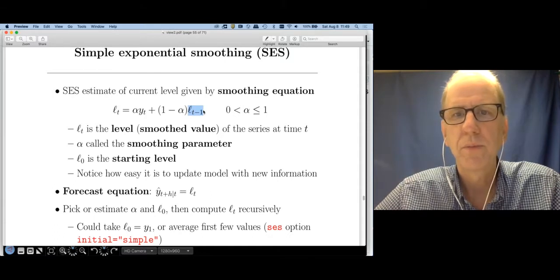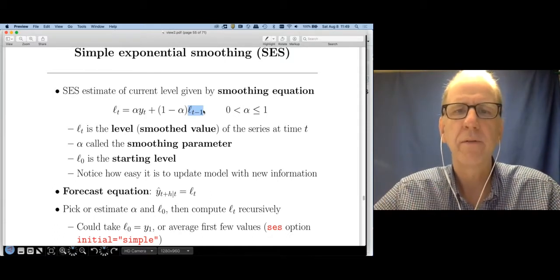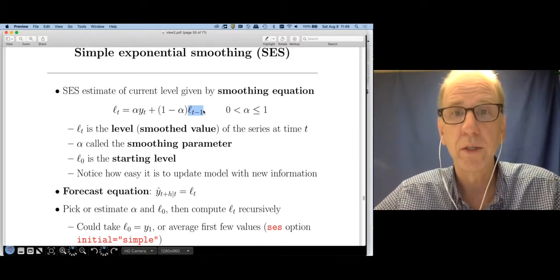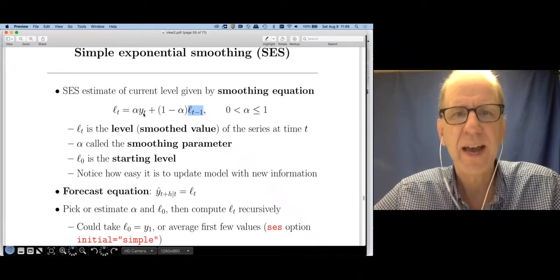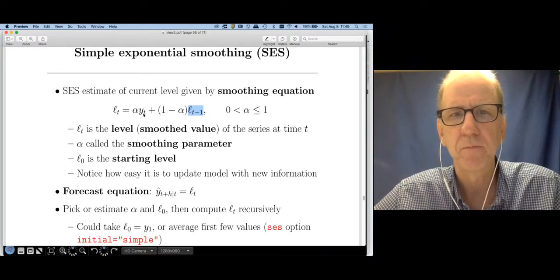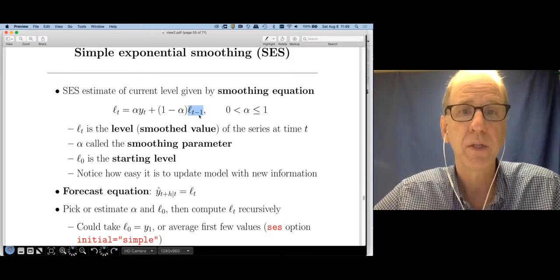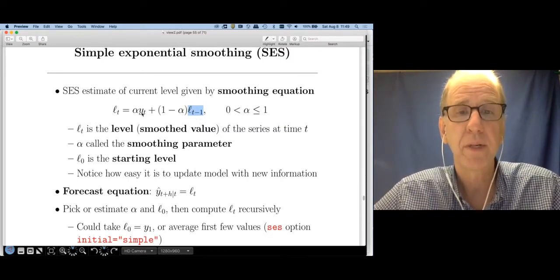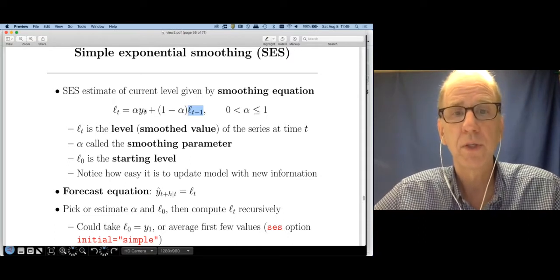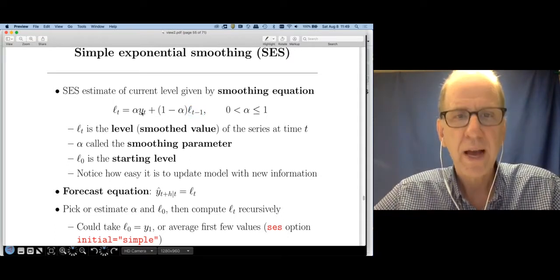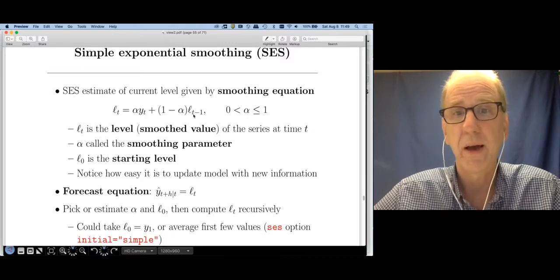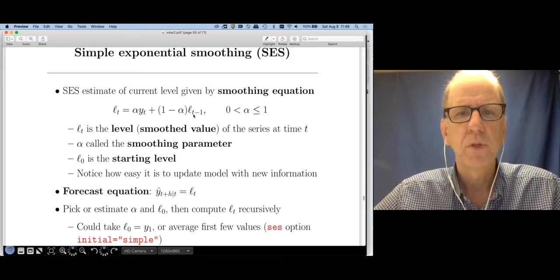L_{t-1} has a lot of interpretations. One is it's my forecast, it's what I thought was going to happen at time t. So this would be using all the information I had as of time t minus 1. What do I think is going to happen at time t? So you can think about it as we're just averaging what actually happened with what I thought was going to happen. That's one way to think about this.